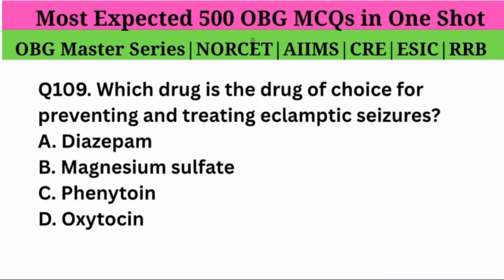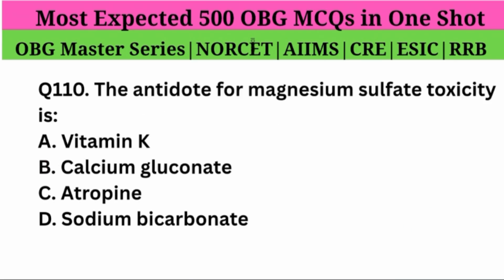Next question, which drug is the drug of choice for preventing and treating eclamptic seizures? Your correct option is option B, magnesium sulfate. Next question, the antidote for magnesium sulfate toxicity is. Your correct option is option B, calcium gluconate.